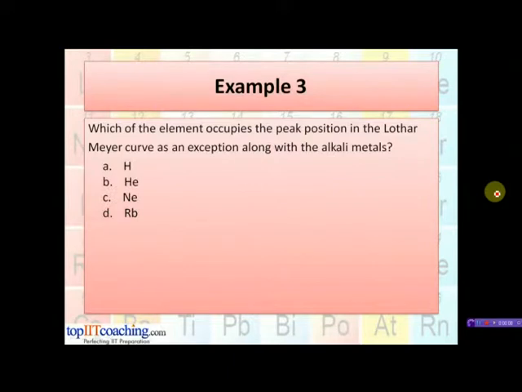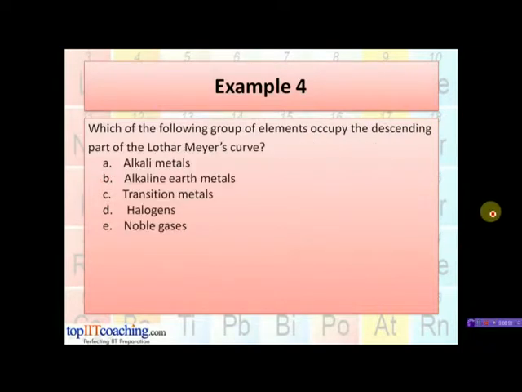Next question, which element occupies the peak position in the Lothar Meyer curve as an exception along with the alkali metals? If you remember, alkali metals occupied the peak positions since they have the lowest density. Along with that, helium, in spite of being an inert gas and having different properties, also occupied a top position. It was also one of the defects of Lothar Meyer's atomic volume curve. So our answer is choice B, that is helium.